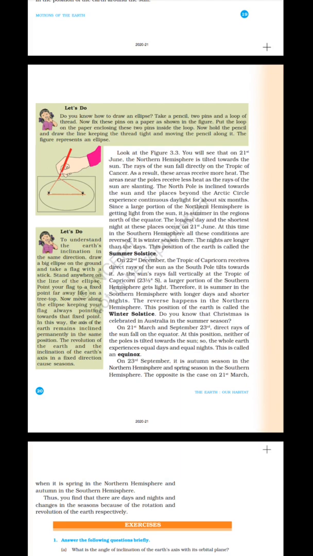At this time in the southern hemisphere, all these conditions are reversed. It is winter season there. The nights are longer than the days. This position of the earth is called the summer solstice.